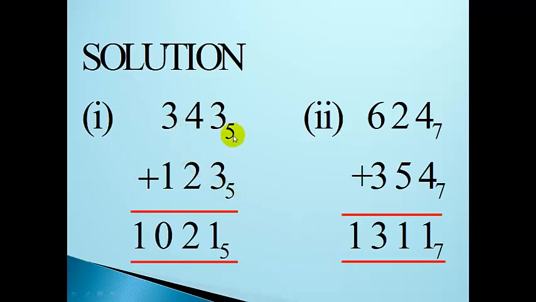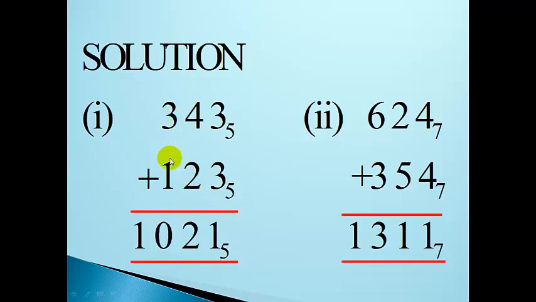343 base 5 plus 123 base 5. Now 3 plus 3 equals 6, and 6 in base 5, we write the remainder first. The remainder is 1, and the number of group is 1. Now 4 plus 2 is 6. 6 plus the number of group, that is 1, will give us 7. And 7 in base 5, the remainder is 2. And the number of group of 5 in 7 is 1.